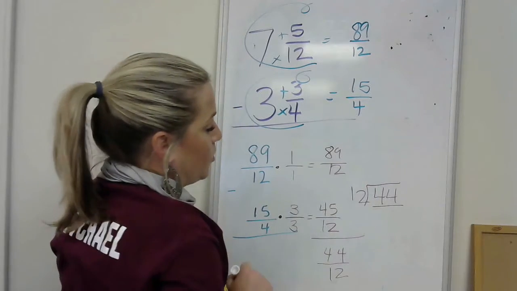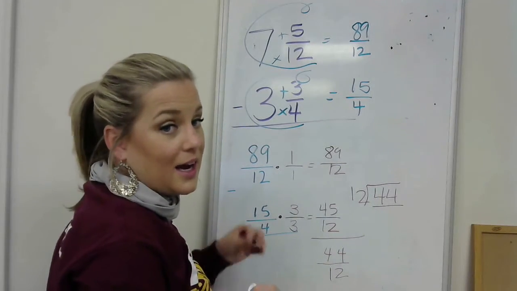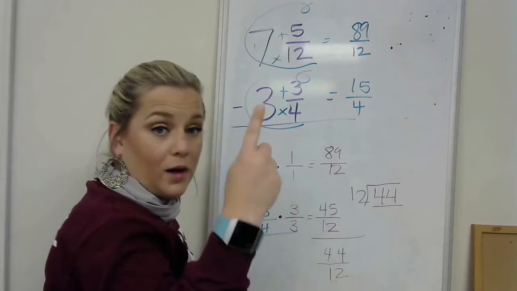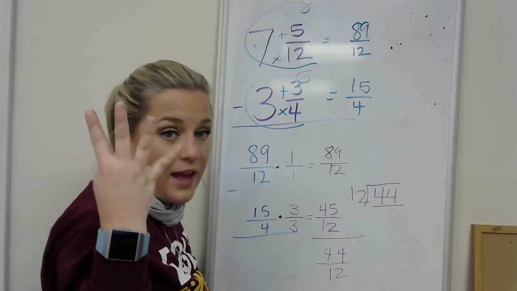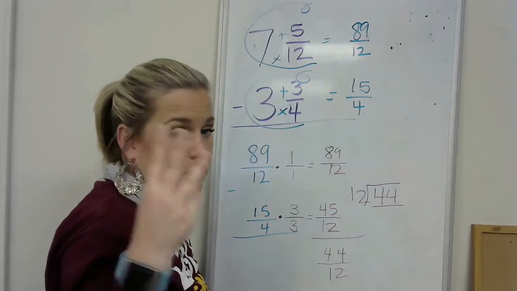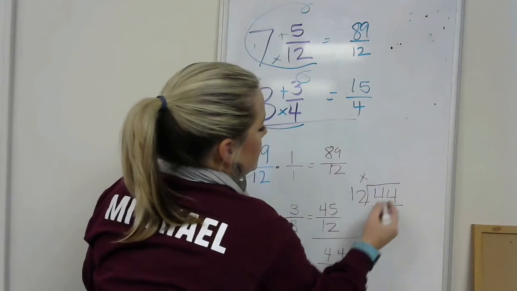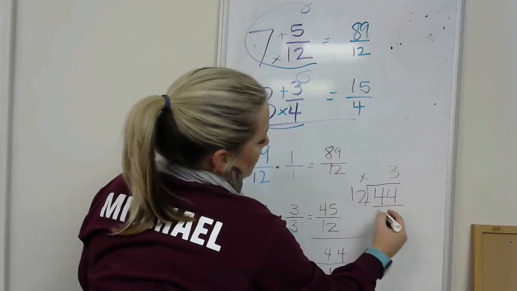12 will fit into 44 3 times because I got this feeling the 12s are great. 12, 24, 36, 48. So 4 times 12 is going to be too big. So we're going to go with 3, just 36. So 3 times 12 is 36.